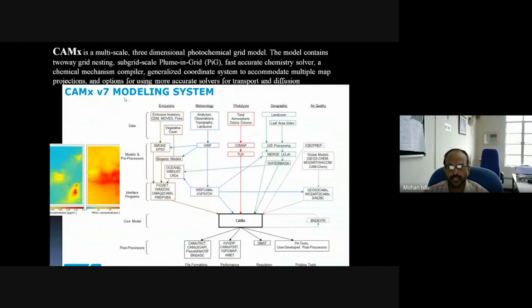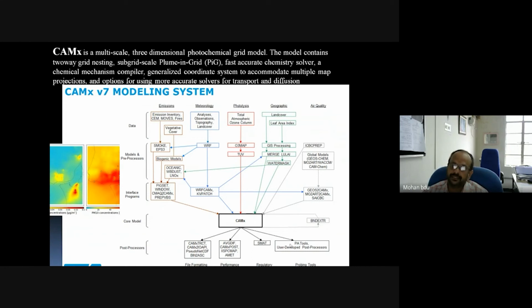And there is again another model which is being widely used, that is CAMx. CAMx is a comprehensive air quality model, which is a multi-scale, three-dimensional photochemical grid model. This model contains two-way grid nesting and subgrid. And one advantage in this model is it can give you even the pollutant-wise results, for example, PM10 or ozone or whatever. This model also uses different kinds of data.